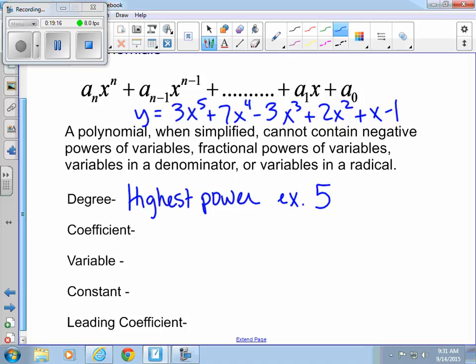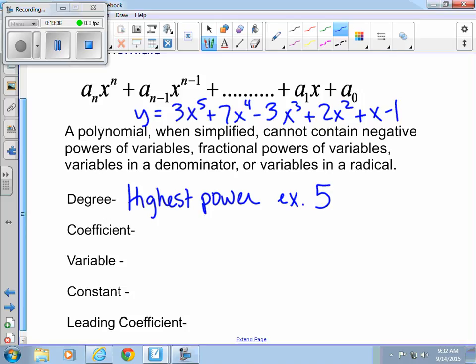Be careful. You expect them to be written in descending order. Be careful. It is the highest power. It may or may not be written first. Does everyone know what I mean by that? They may try to trick you and put the highest power later, but it's the highest power.